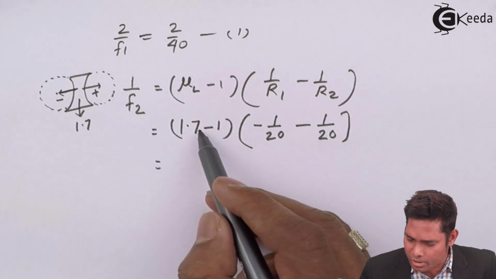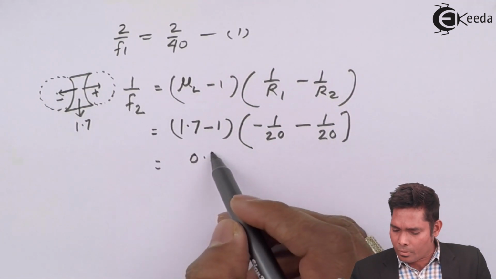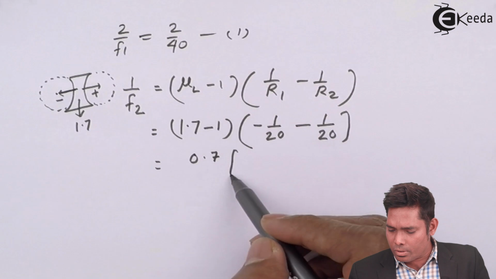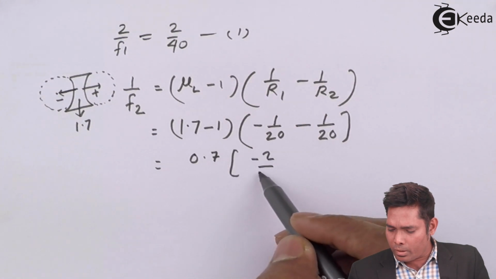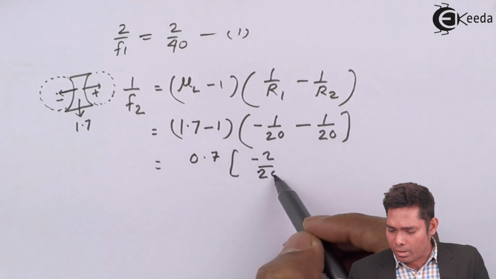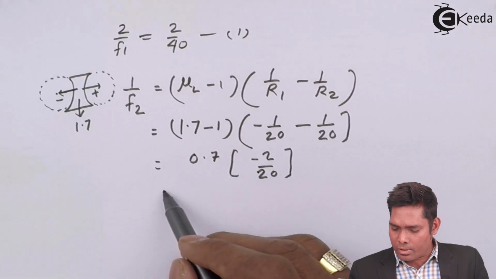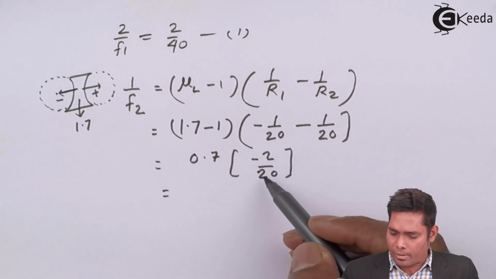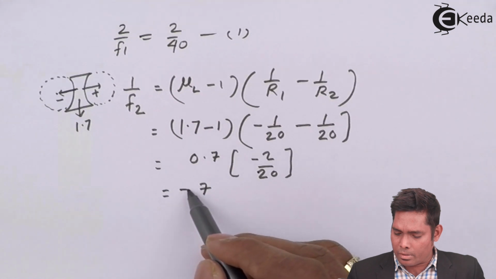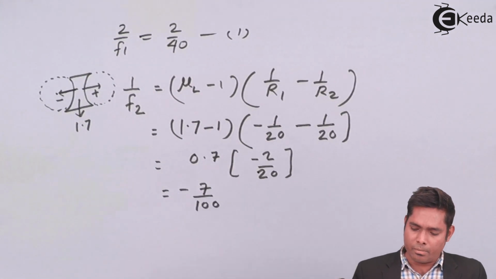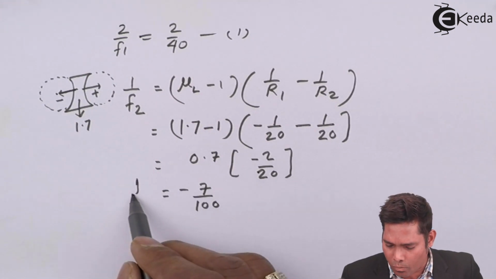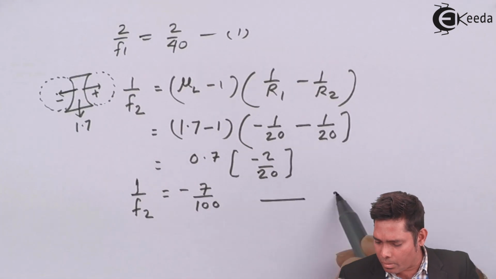If I calculate that, this is 0.7, and this is minus 2 over 20. That is minus 1 by 10, and this is minus 1 by 100, 7 by 100. So minus 7 by 100. This is your 1 by f2. This is equation number 2.